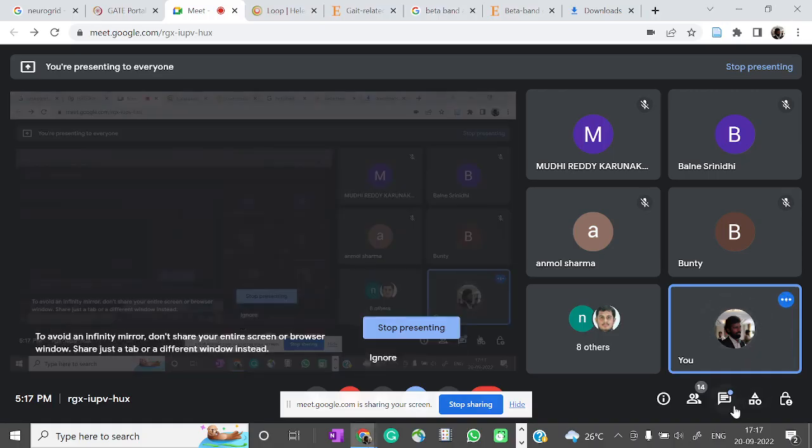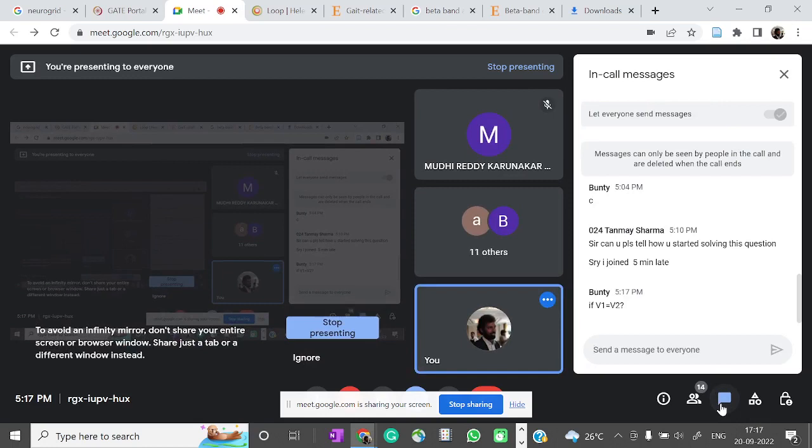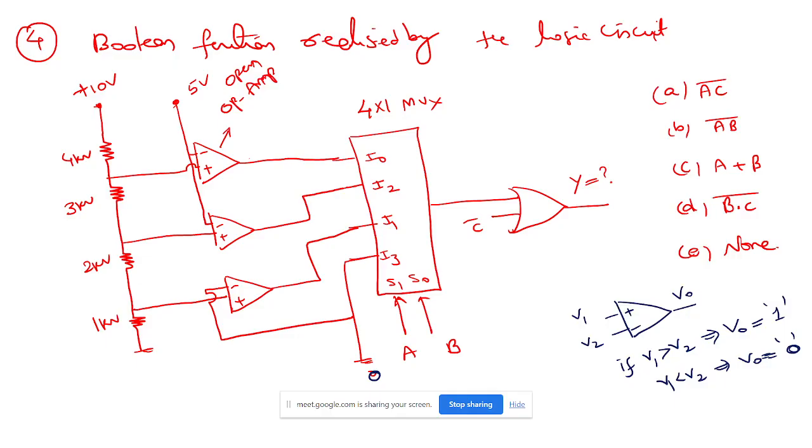Any answers? Yeah, if V1 equals V2, you can say it is 0. So the equation is very simple: V0 is A times (V1 minus V2), right? If it is in open loop condition, it's not a closed loop, Bunty. If it is in open loop, then you can say that it is 0 if V1 is equal to V2. If it is closed loop, there is a different story. That's a different story.